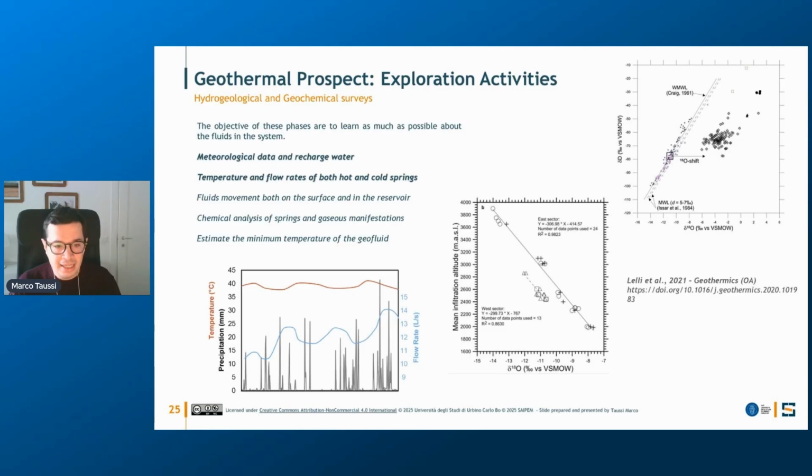Together with the isotopic approach, like using stable isotopes, oxygen and deuterium, for example, we can estimate the recharge area and the recharge rate of our springs, and also map the real spatial extent that affects our geothermal reservoir.